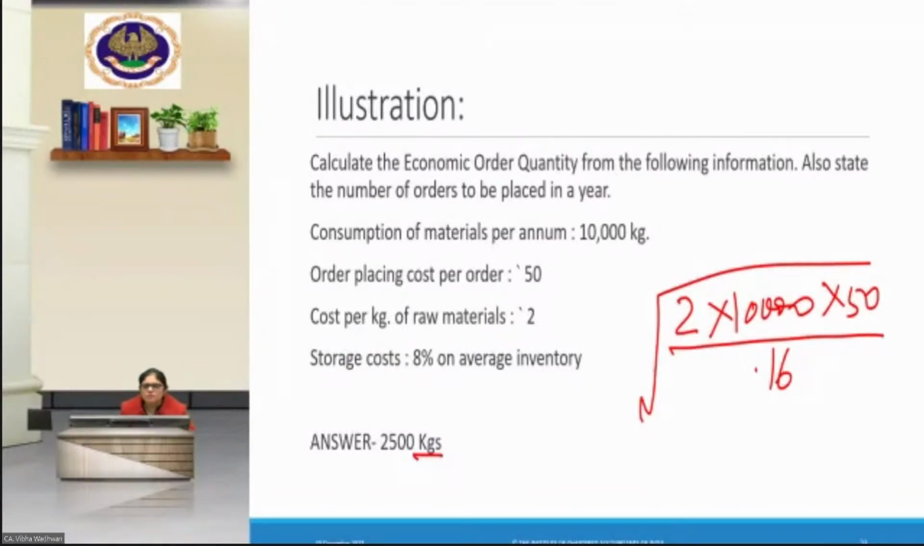All right, let's move further. So this was economic order quantity. That means that in one lot, in one purchase order, we should not order more than 2,500 kgs. All right. So economic order quantity is, in one lot, 2,500 kgs we can order, which will be economical for us.